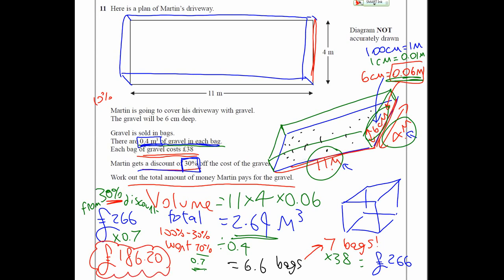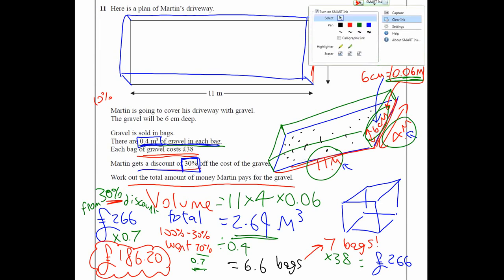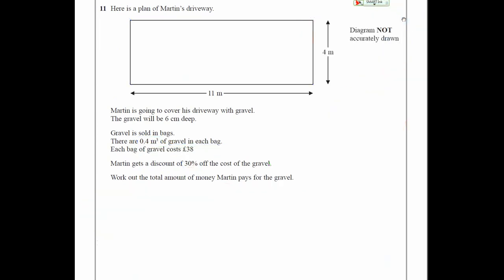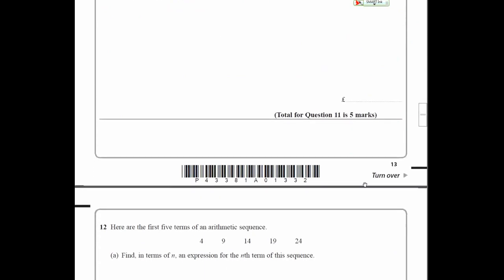Gravel galore. So he will have a bit left, maybe he can put it in his back garden. The rest of the gravel, he's going to have 0.4 of a bag left. Anyway, maybe he'll keep it spare and fill it up when the gravel spills over or something. Okay, moving on. That was 5 marks.